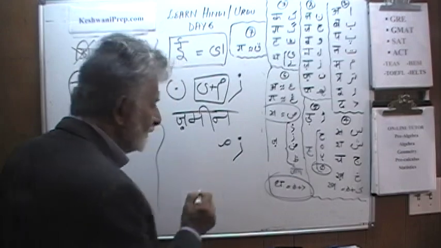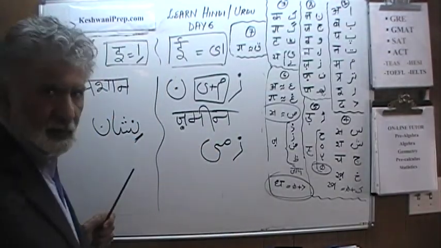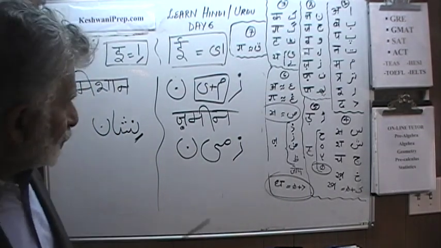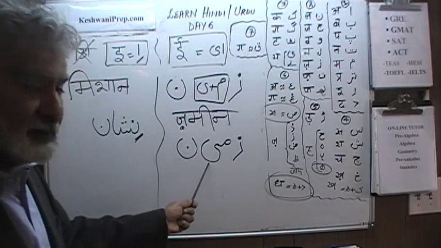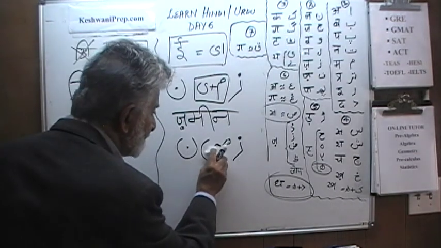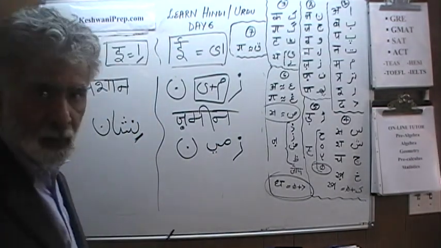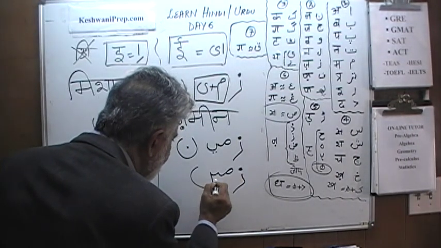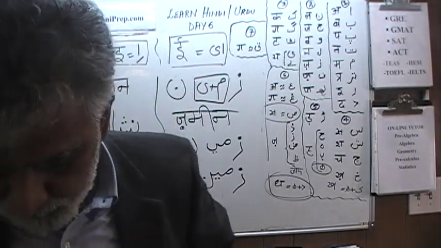This is meem when it's written in a short form, and when it joins the choti ye, it's going to look like this. And then a noon. Usually meem will join choti ye like this if it appears at the end, but it's not appearing at the end, it's appearing in the middle. So it's not going to take that shape, it is going to take this shape. And it has to join the noon now. So let's rewrite it. Zameen. You know what Zameen means? Zameen means earth.